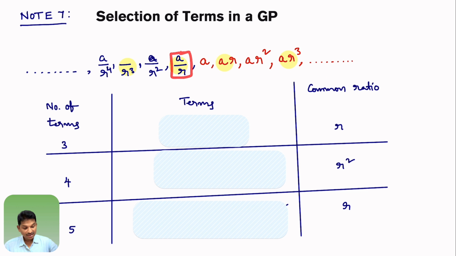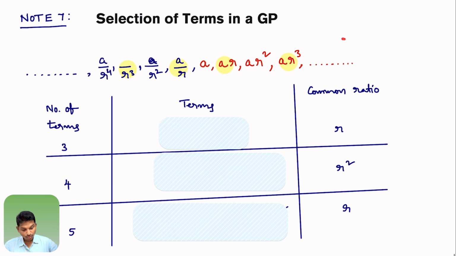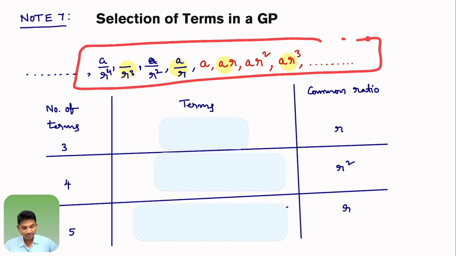You see, A divided by A by R is what? It is nothing but the term preceding it, that is A by R square. You can check here: A by R divided by A by R square. This A will get cancelled, R also will get cancelled one time, and 1 divided by 1 by R is nothing but R. Try to understand: whatever terms I took here form a geometric progression with common ratio R.